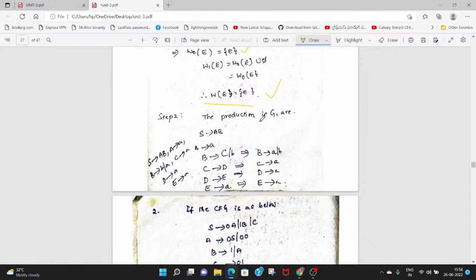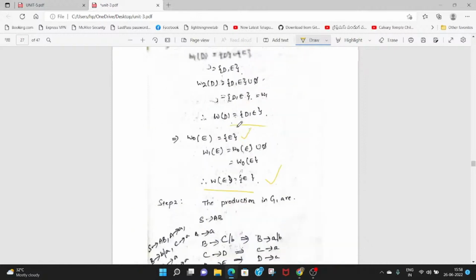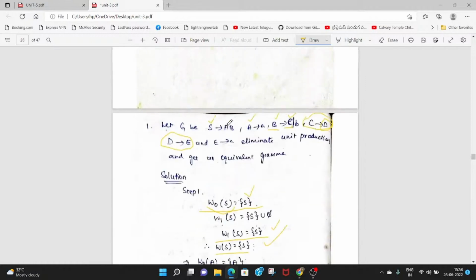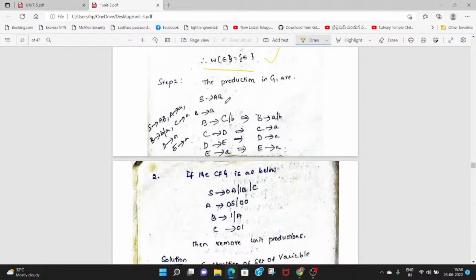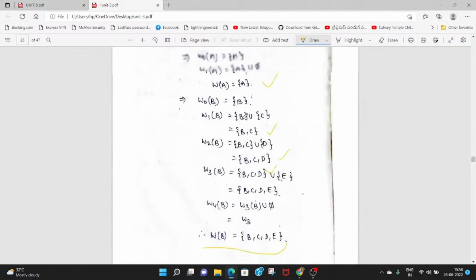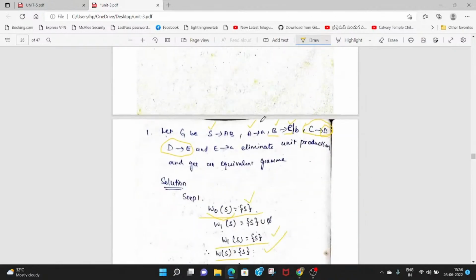Now we can derive the productions here. We can include S tends to AB, which is a production given to you. After that, we have other productions like S tends to small a, no problem, so you can include this production directly.